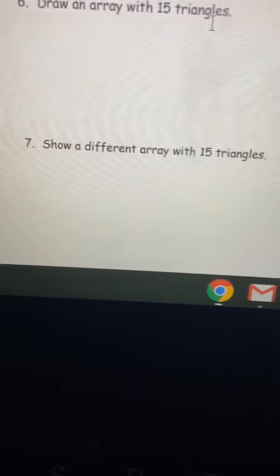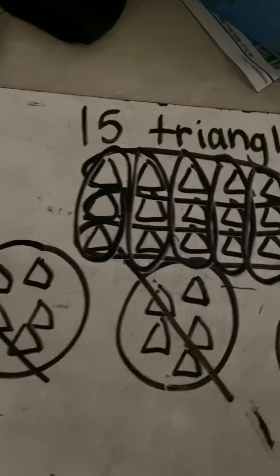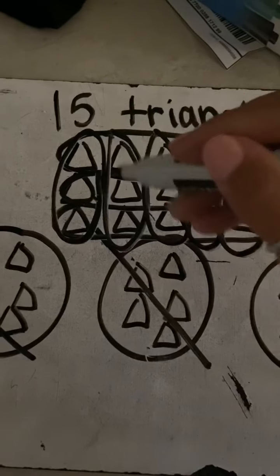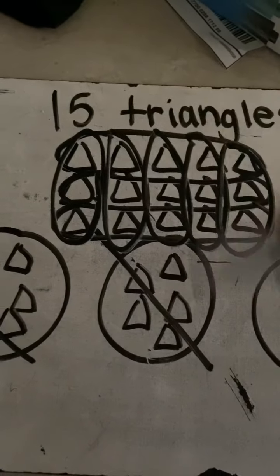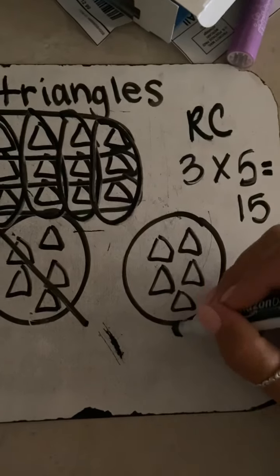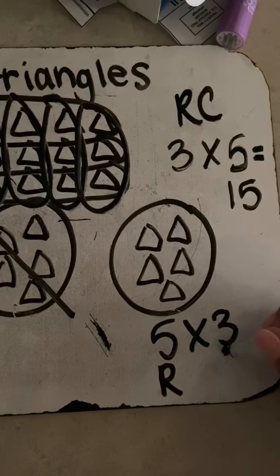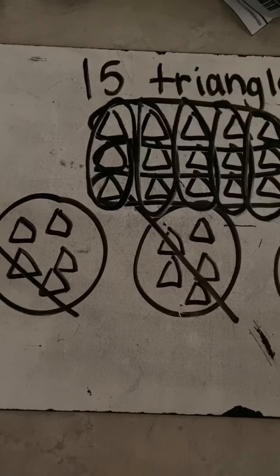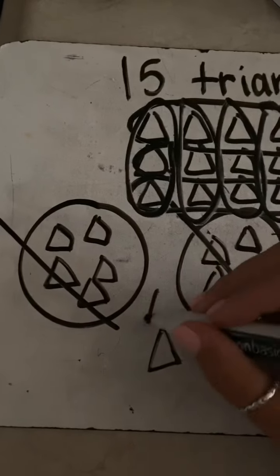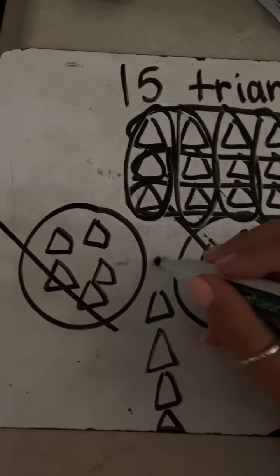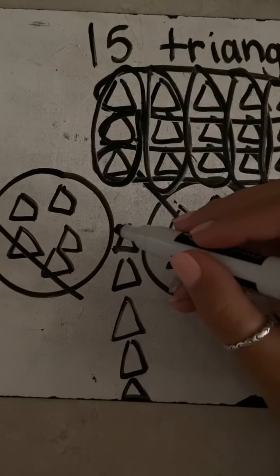Now it says show a different array with 15 triangles. So I can do groups of 3 in 5 ways and have columns of 5. I can show it a different way. So practice drawing that out. This should be 5 times 3. You'll have 5 rows and 3 columns. So to start for 5 rows, you need 1, 2, 3, 4, 5. And then do another 5 and another 5.